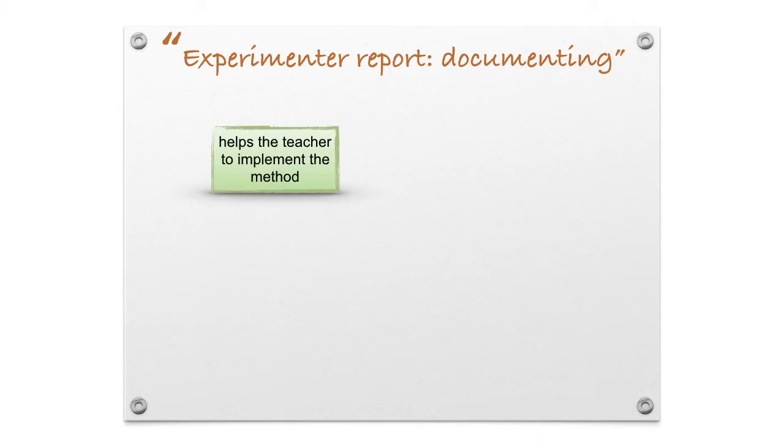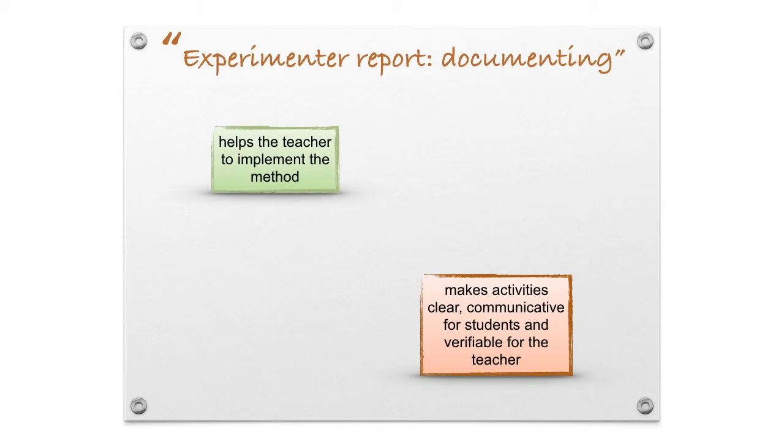In fact, the experimental report helps the teacher to implement the method. It's something like a few keywords that help you during the activity to remember what's going on. The experimental report is useful because it makes the activity clear, both for students and teacher, because in every step of the activity they can, from the report, know at which point they are and which are the actions on which they are focusing. And this is helpful for teachers also because it makes the activity more verifiable.